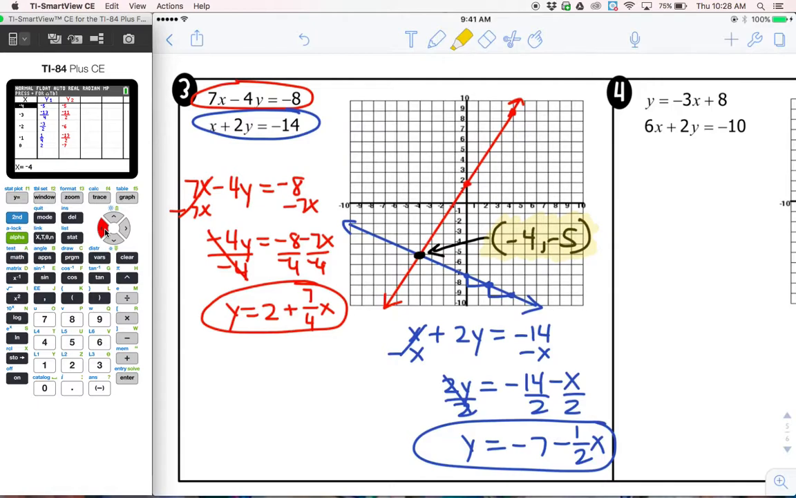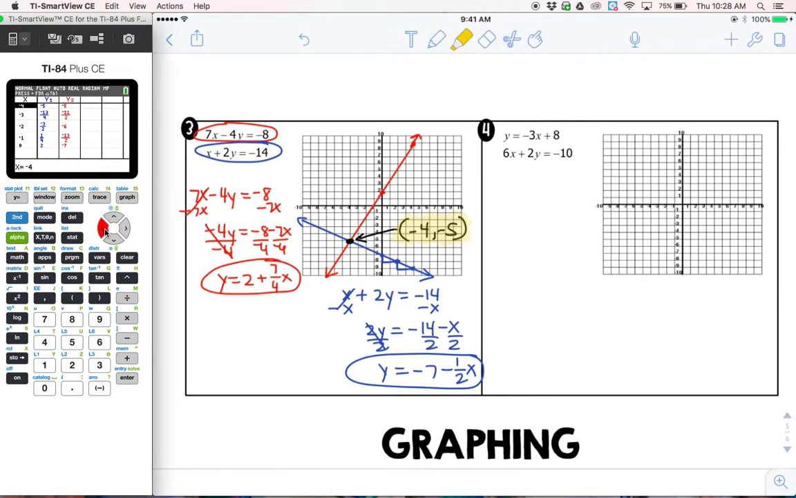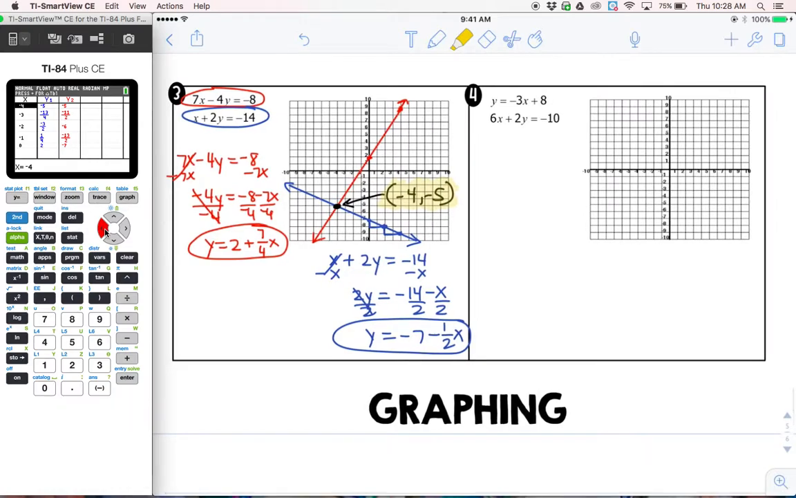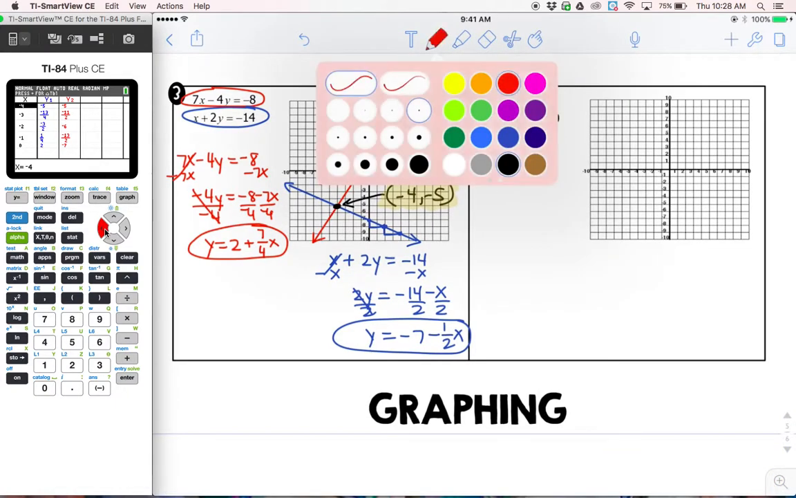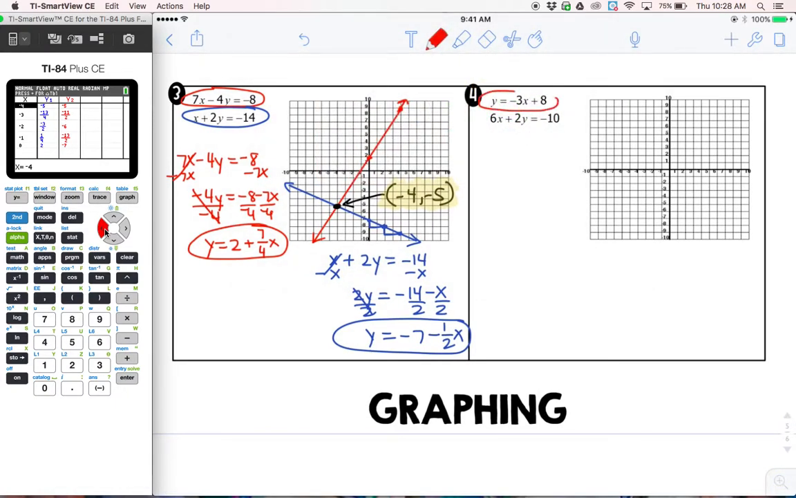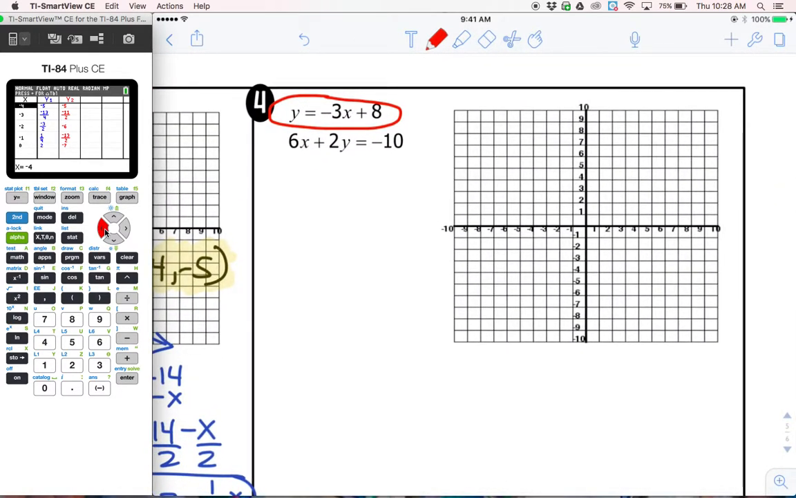All right, last but not least, final example here. Problem number 4. This one is a little bit better because at least one of our lines has y equals to start. So I'm going to graph this first one. And I've got negative 3 plus 8. So 8's my y-intercept. We're going to go down 3 over 1. And we're going to graph this.